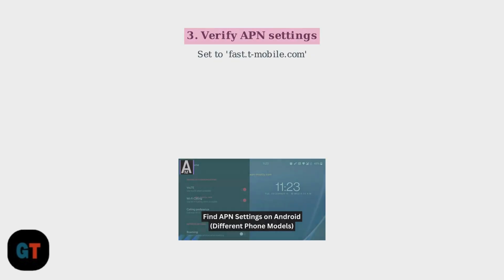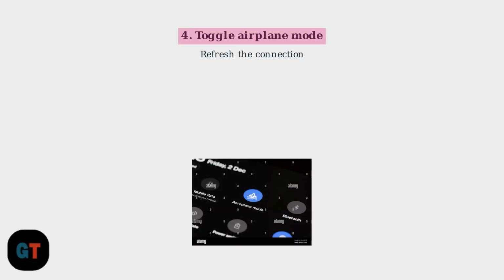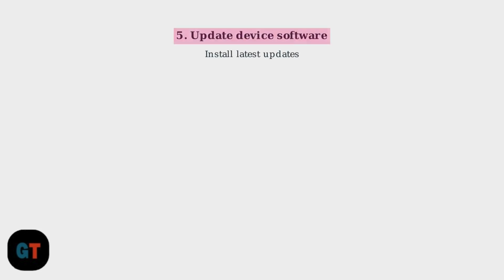Check your APN settings. For T-Mobile, it should be set to fast.tmobile.com to ensure proper data connection. Toggle airplane mode on and off to refresh your cellular connection and resolve network issues. Ensure your device software is up to date. T-Mobile often releases updates to improve network connectivity.